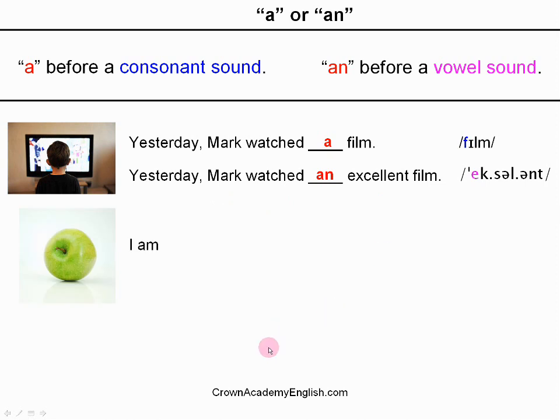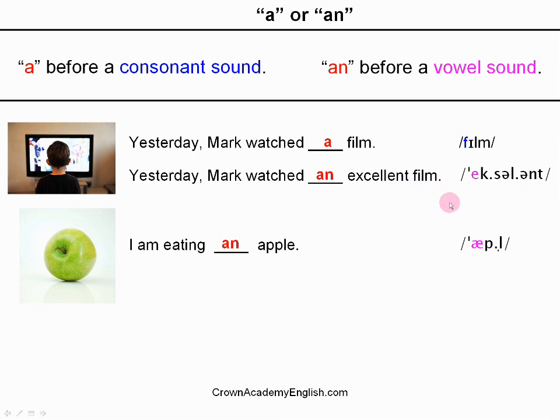Example 2. I am eating... So what is the pronunciation of apple? Here it is. It's a vowel sound. So we say an apple. That is correct.